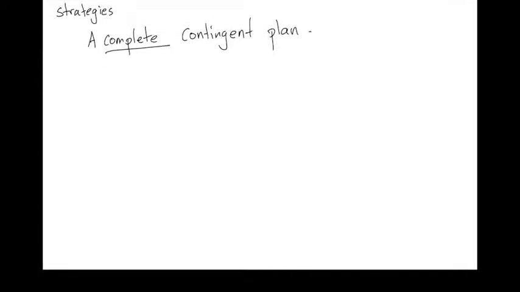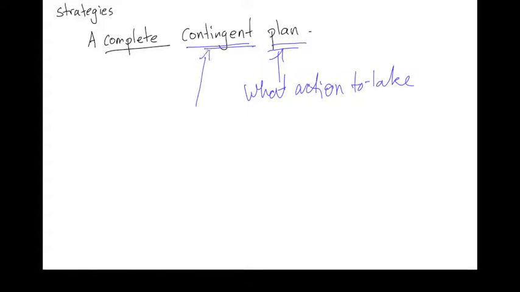A complete contingent plan. Let's unpack this a little bit. The plan part says what is the action you're going to take, what action to take. Contingent is given that you reached some information set.